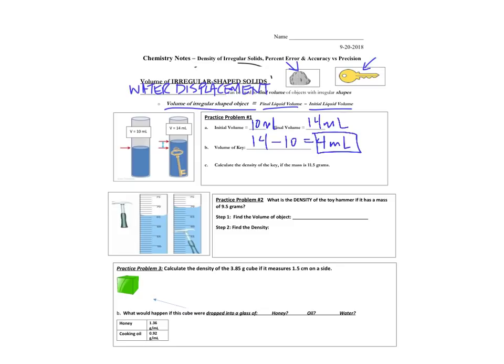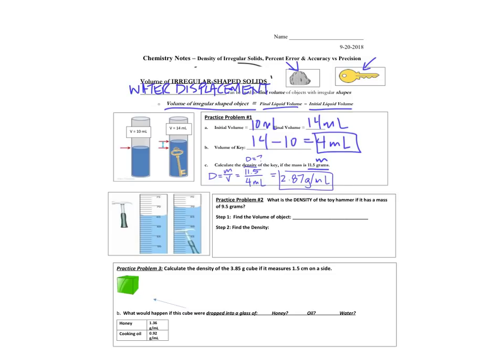So now I can calculate the density of that key if I know the mass is 11.5 grams. I remember density is mass divided by volume. If the mass of this key is given to me, it's 11.5 grams, and the volume we calculated or measured was 4 milliliters, then 11.5 divided by 4 is 2.87 grams per milliliter. So the density of that key is 2.87 grams per milliliter.